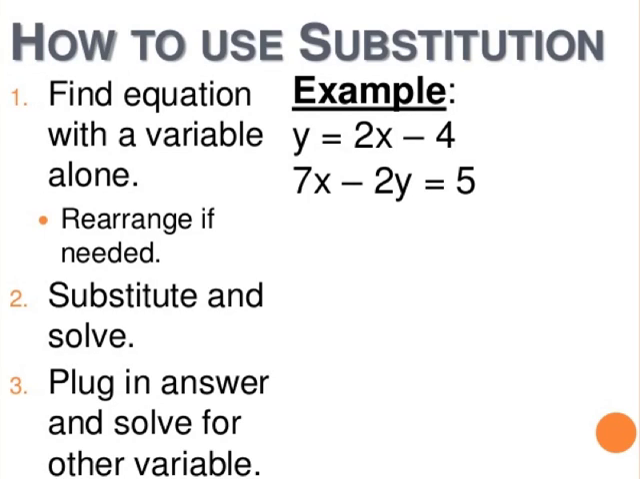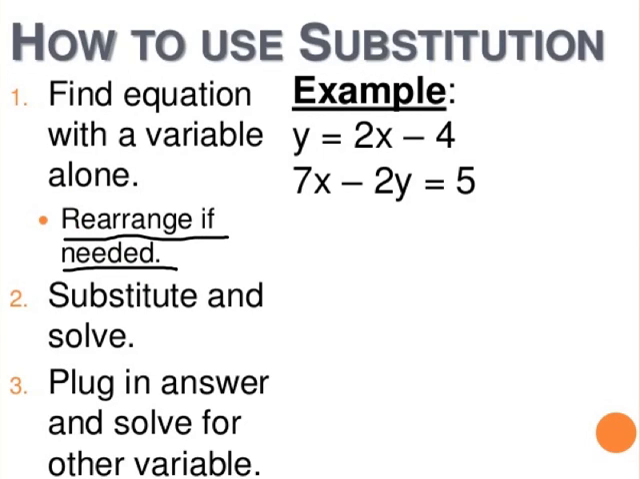Welcome back. Algebra 1, Saxon's 3rd edition, and we're going to do lesson 59 together today, which is rearranging before using the substitution to solve a set of equations. All right, let's go back and review how to actually use substitution. So we're going to find an equation with a variable alone. And see where it says rearrange if needed? That's what this lesson is about.